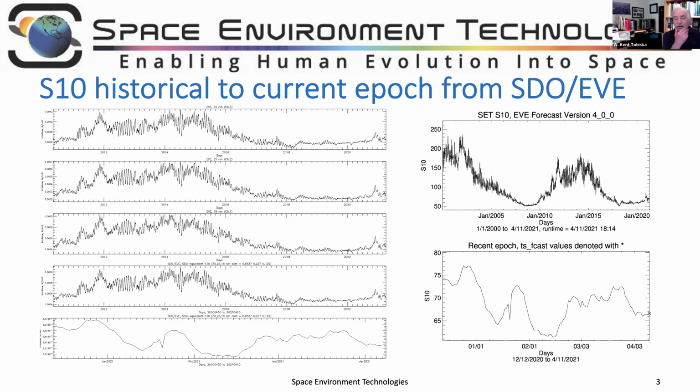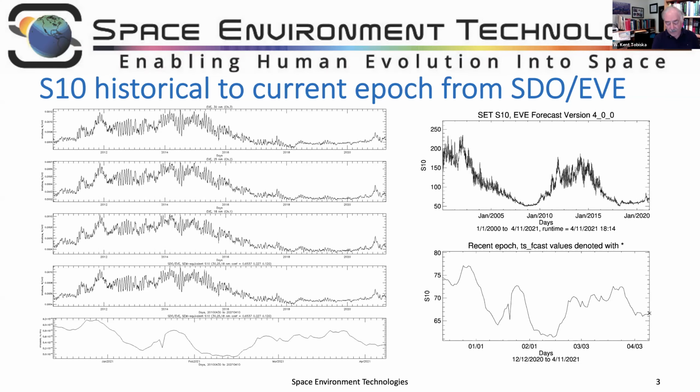So related to the SDO EVE data in particular, EVE has really been a help for us in our operations. We iterate and connect with the EVE team probably at least once a month, if not more often, on some of the things. This is an example of the S10 index that we do at SET. So those are longer solar cycle timescales, as well as more current data values.